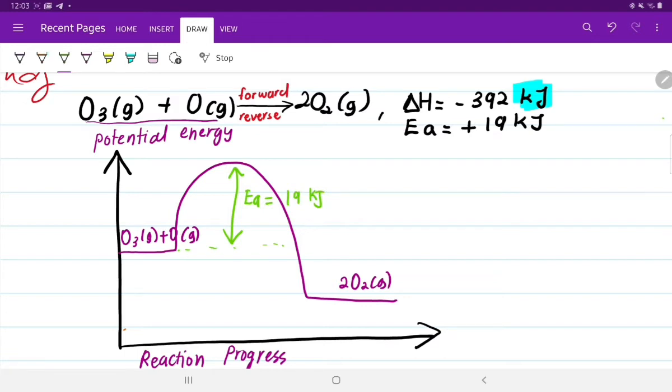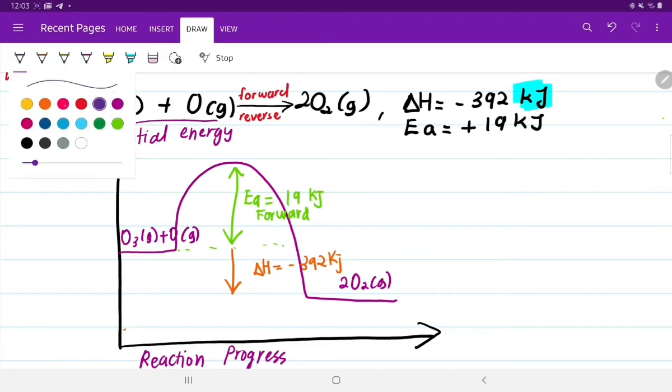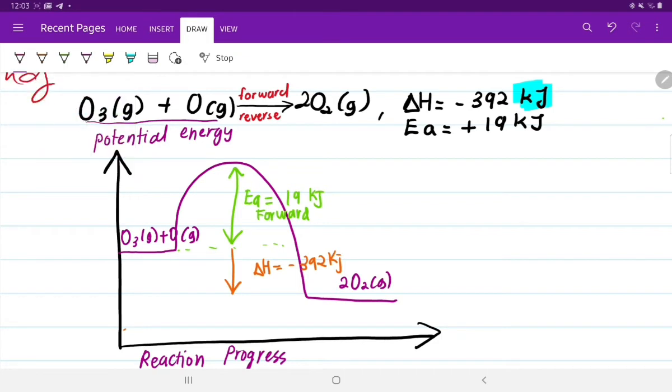And then our enthalpy of reaction, since it is negative, goes down from here. So delta H equals negative 392 kilojoules. This is the activation energy for your forward reaction. That means if it's going in the reverse direction, it becomes an endothermic reaction, and your activation energy is now from the top until the end here. So this is the EA reverse.